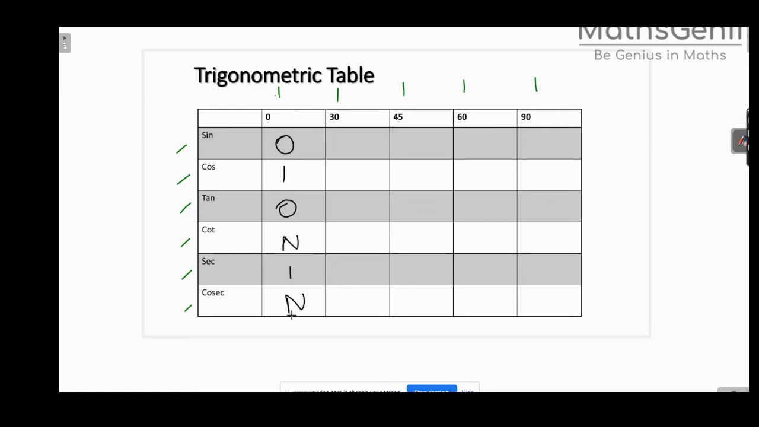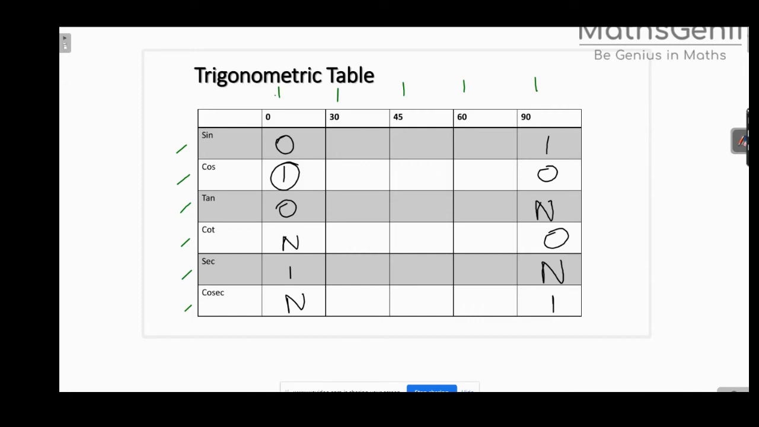Now how to remember this 90 degree column? If you have 1 here, you will have 1 here. If you have 0 here, cross it, 0. If you have n here, write n here. If you have 0, cross 0. N, cross it right here. 1, cross it right here. So now you are set with 0 degree.